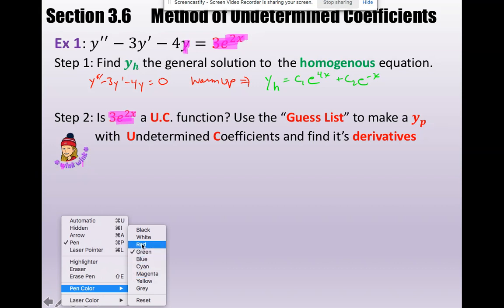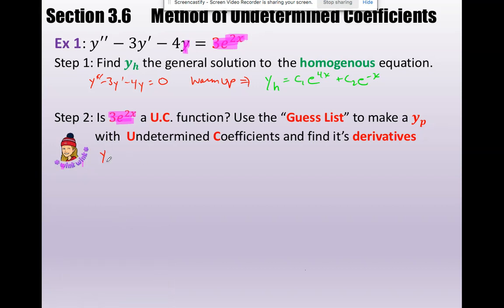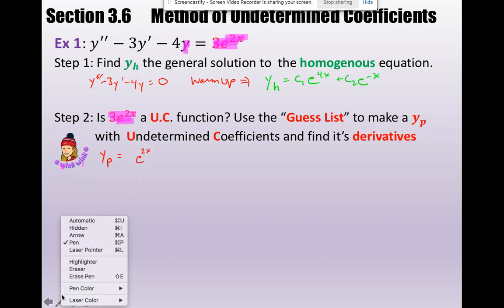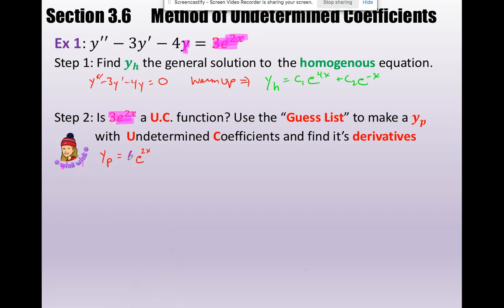We are going to, wink, wink, guess that the particular solution is an e to the 2x. If that had been e to the negative 2x, I would have written e to the negative 2x. If that had been e to the 5x, I would have written e to the 5x here. But it's e to the 2x. So my guess is going to be e to the 2x with an undetermined coefficient. Call it whatever you like. I don't know what it is.